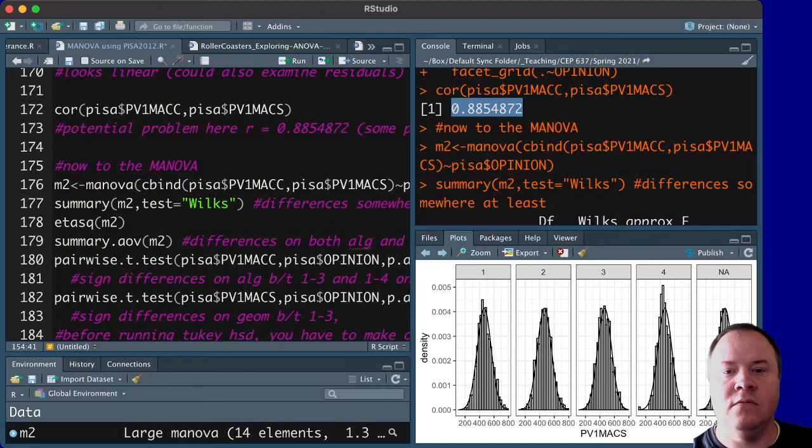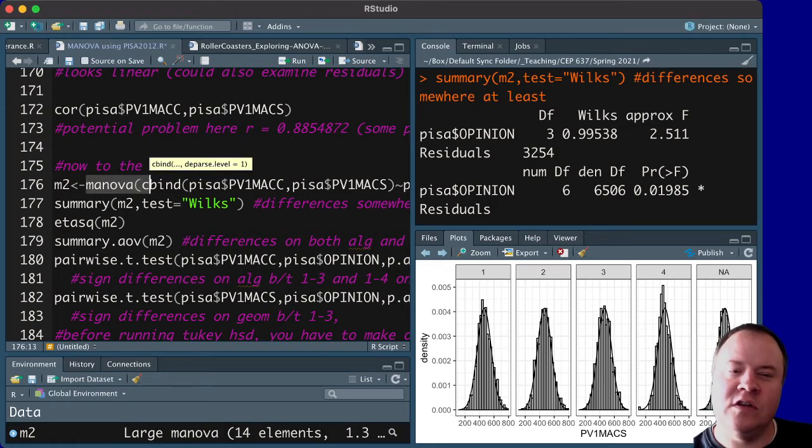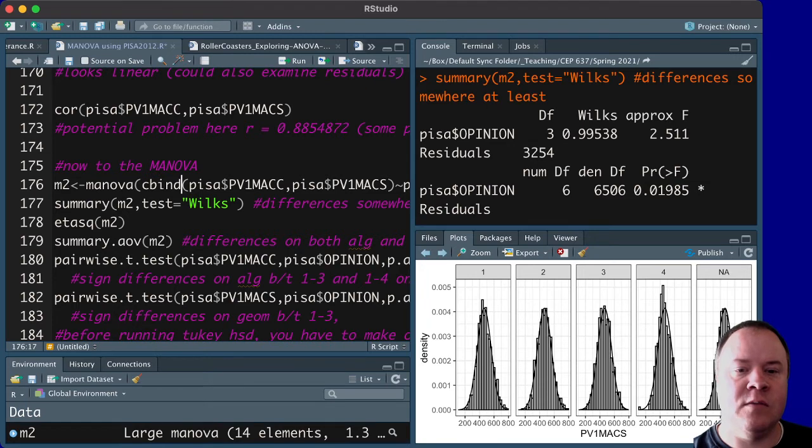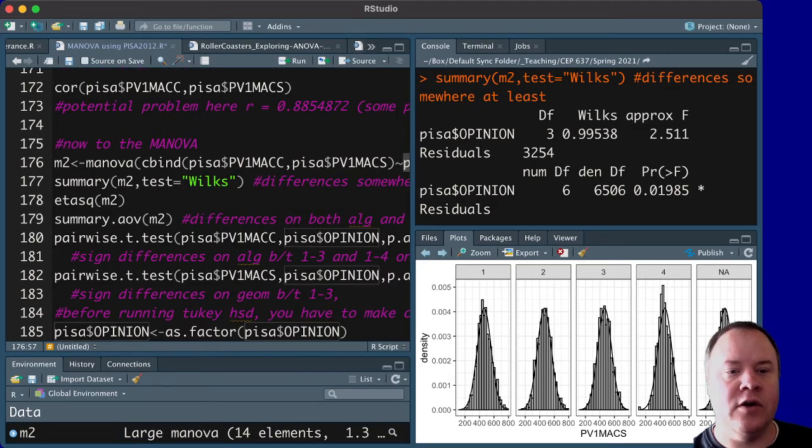And then we can run the Manova. So run this Manova. Remember, use the Manova function. It works just like the last video, except we're using a grouping variable that is not dichotomous. So it's a factor variable. And then run the summary code. And I'm still using Wilks at this point.